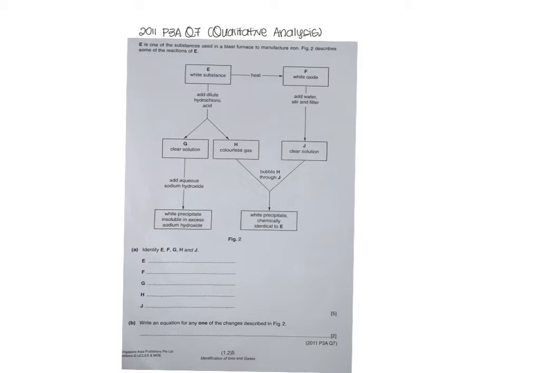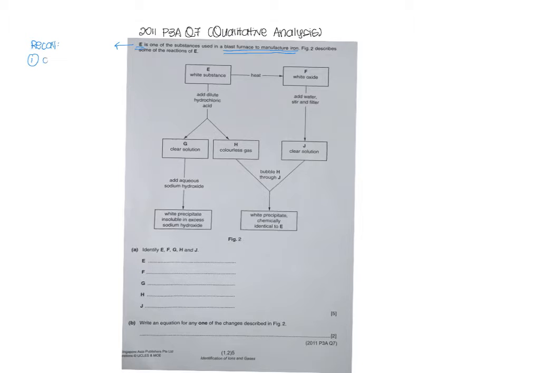Okay, for the question from 2011 paper 3A question 7. They give you some hints at the very start, which says that E is one of the substances used in the blast furnace to manufacture iron. For the blast furnace reactants, there are 3 of them. Do you still recall what the 3 are?